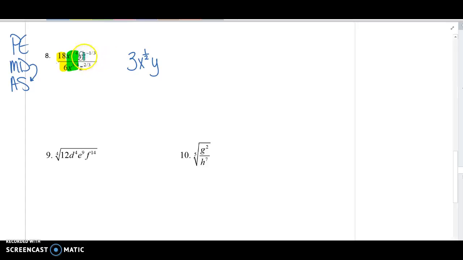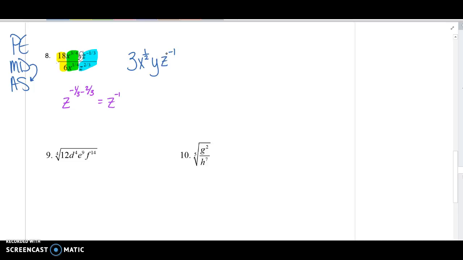And now the z's. Z to the negative 1/3 over z to the 2/3. So z to the negative 1/3 minus 2/3. If you can't do that in your head, which is fine, grab your calculator, negative 1/3 minus 2/3. You end up with z to the negative 1.